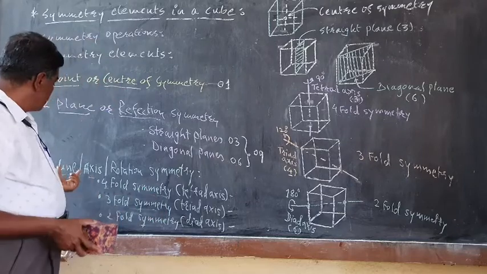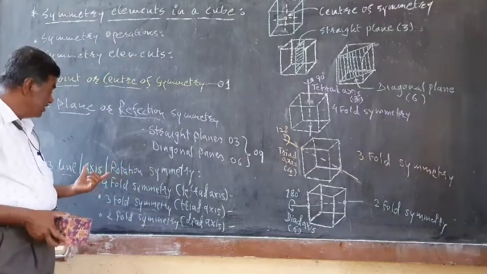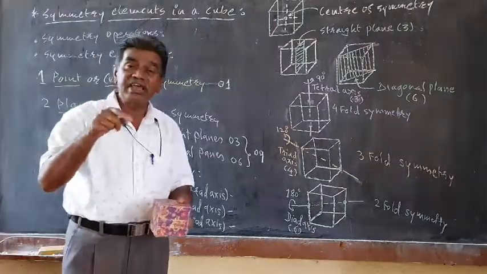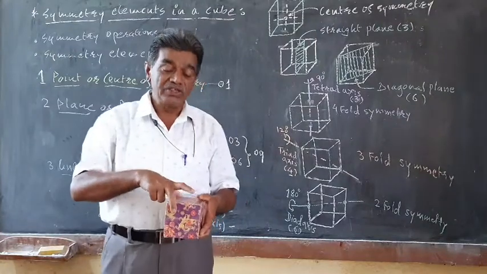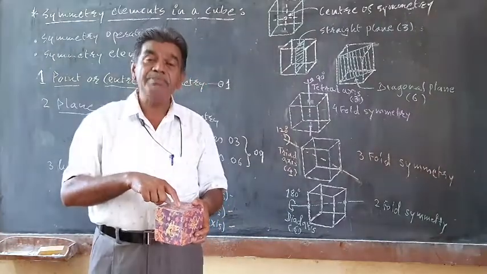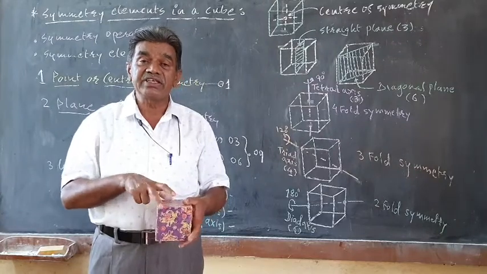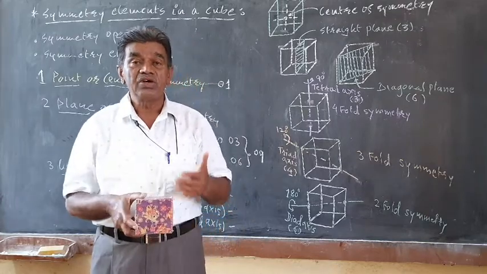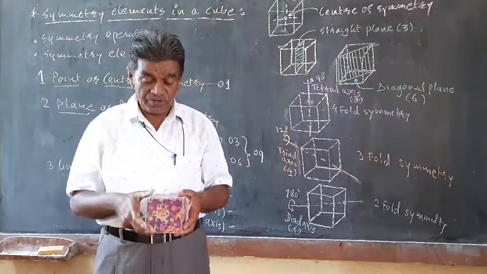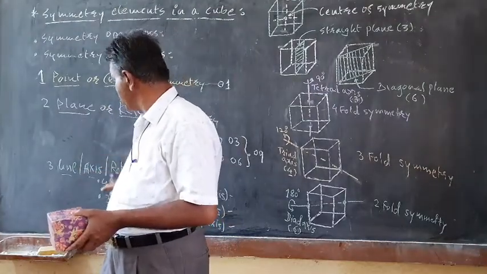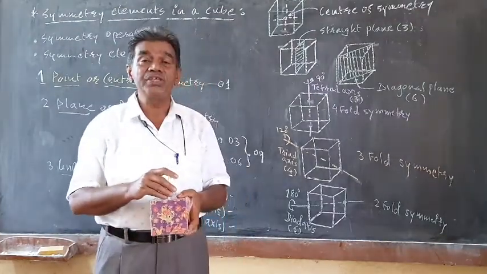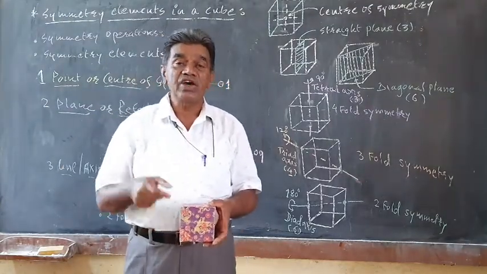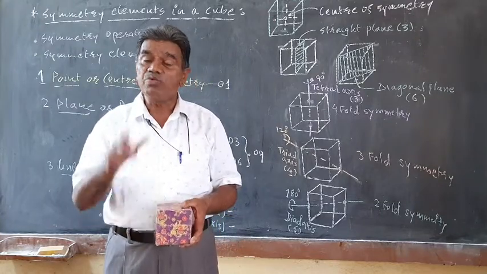Now, the line or the axis of rotation symmetry is a line passing through the crystal, about which the crystal may be rotated such that, in one rotation, you observe the same appearance a certain number of times. Then it is known as the line or axis of rotation symmetry. It is a line about which the crystal may be rotated such that the same environment, or the same configuration, is observed in one rotation.